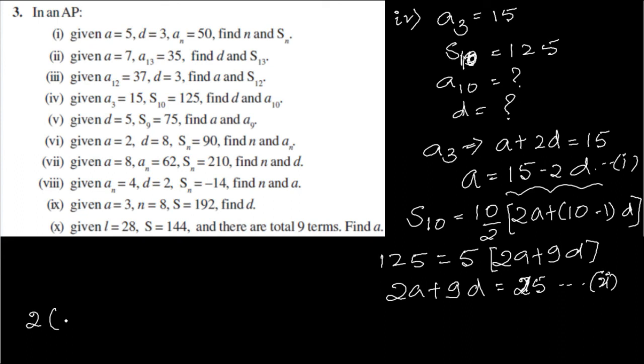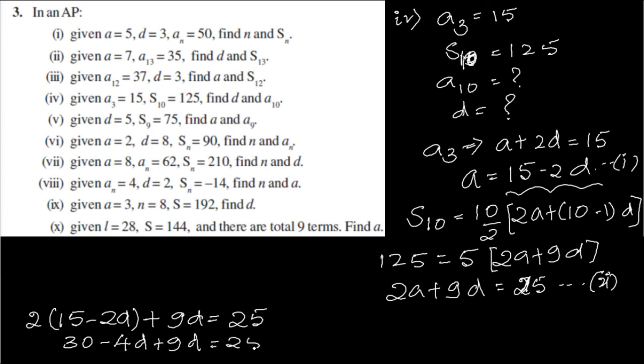so I get 2 times (15 minus 2d) plus 9d equal to 25. So this becomes 30 minus 4d plus 9d equal to 25. This implies 30 taken this side becomes minus 5. So 5d equal to minus 5, d value will become negative 1. So we were asked to find the value of d and the 10th term. Value of d is found. Now find the 10th term. a10 will be equal to a + 9d.